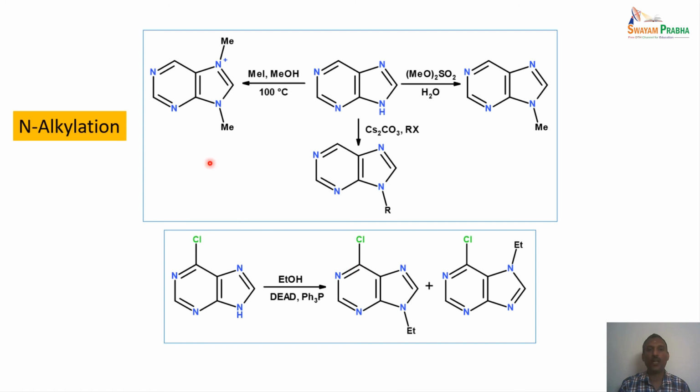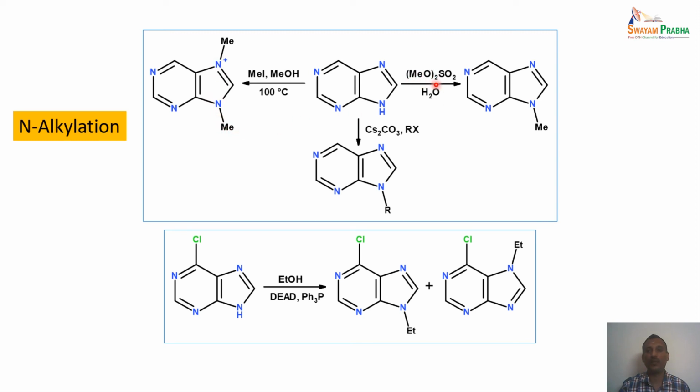And when we talk about the reactions of purines, basically N-alkylation is one of the reactions, because purine has 4 nitrogens, so the reaction can occur at many places. The first one is starting from purine, treatment with methyl iodide in methanol at 100 degrees gives the di-substituted product, the imidazole ring gets di-substituted, and this is the product we get.